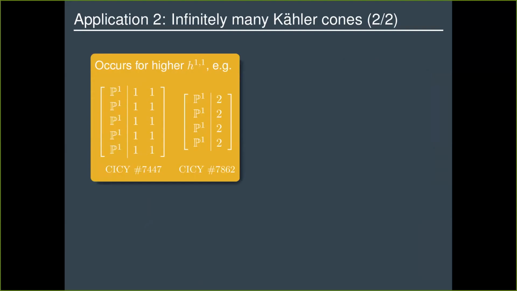So that was a simple example of when this happens, but just to draw some pictures of high dimensional cases where this happens. So here's a 5-dimensional Picard lattice, 5-dimensional space of divisors. This one is 4 dimensions. So the Kähler cone is 5-dimensional, 4-dimensional respectively. This guy on the right is well known, it's the tetraquadric.